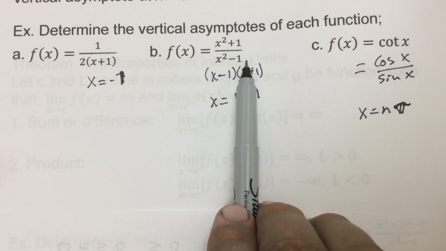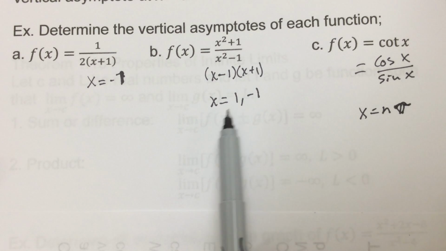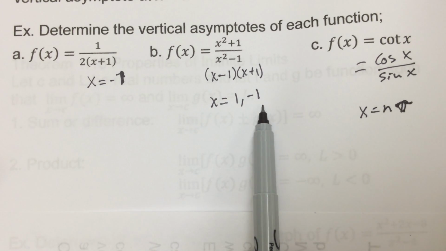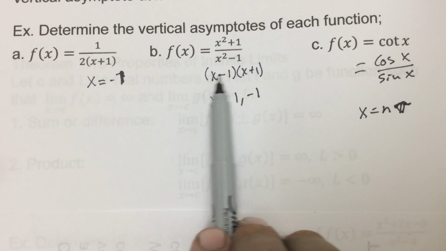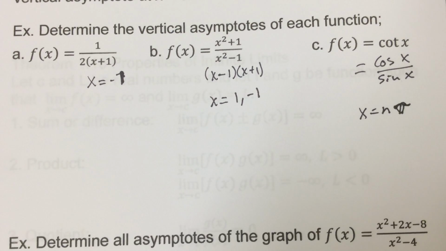Here, we may have to factor it out. So here it's a difference of squares that goes to x minus 1, x plus 1, so we get 2 vertical asymptotes. Here, if we put 1 in, 1 minus 1 is 0, negative 1 plus 1 is 0, so that's our 2 vertical asymptotes.